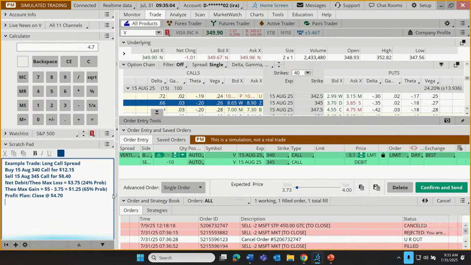Now that's if the trade goes well. What if the trade doesn't go well? What if we've invested 375 in what we thought was going to be a bullish stock, and then it starts to go down and it's breaking through support and it's just looking like we're not going to get what we hoped for?